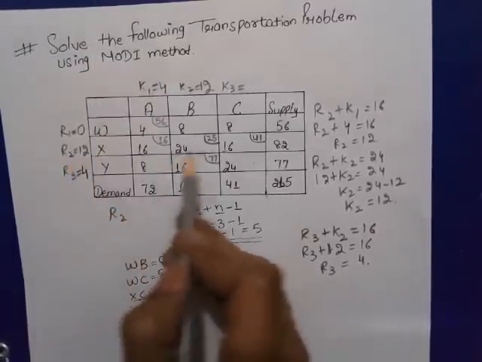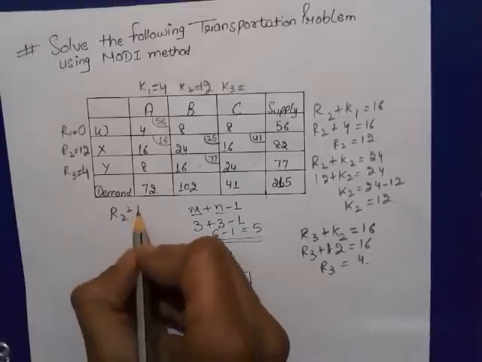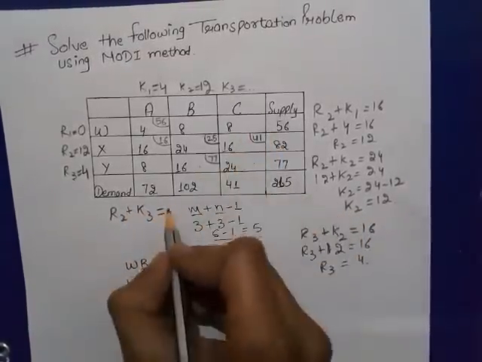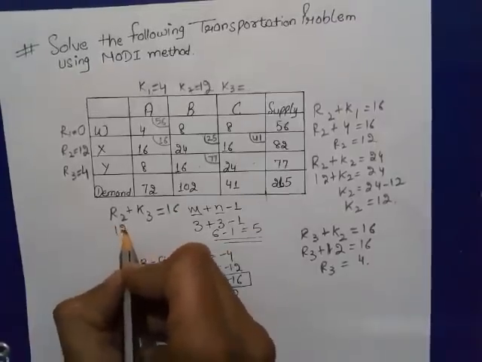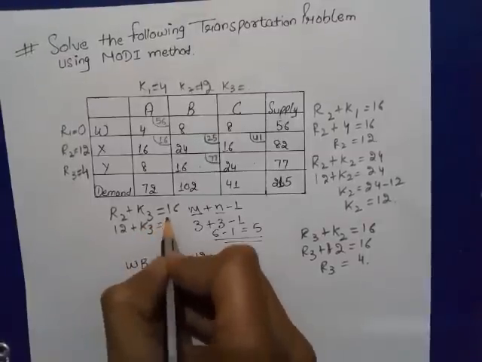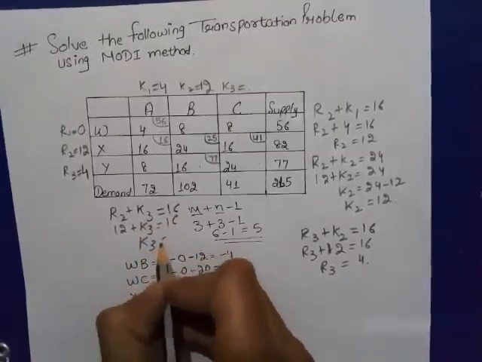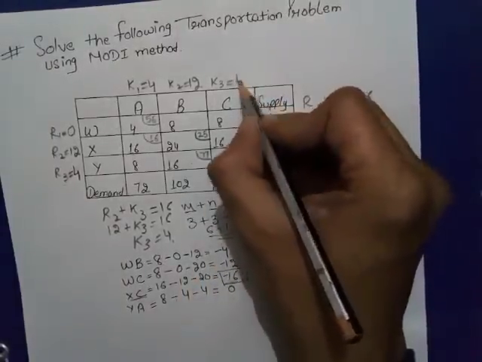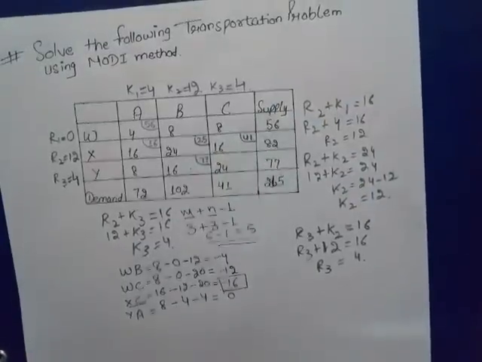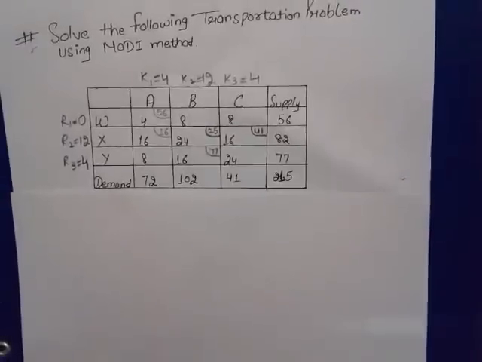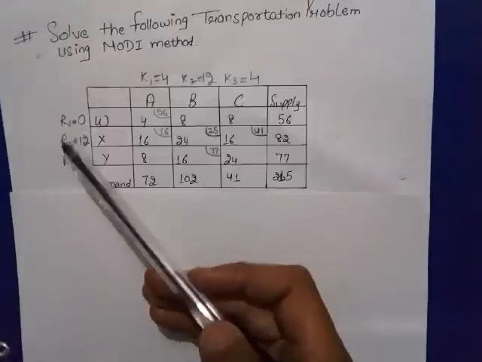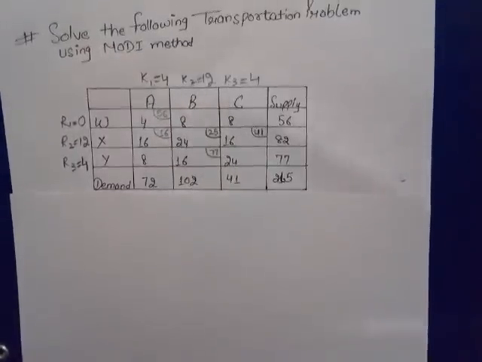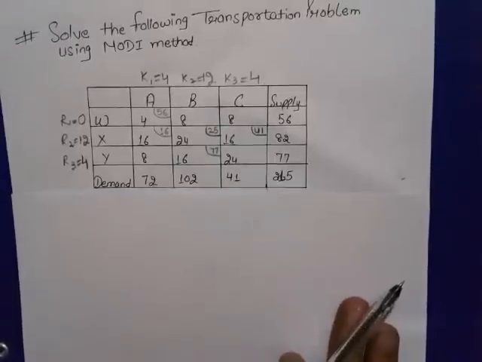R2 plus K3 is equal to 16. The value of R2 is 12, so K3 will be 4. Previously it was 20, but now it is 4. After calculating the new values of R1, R2, R3, K1, K2, K3, we have to calculate the optimality.